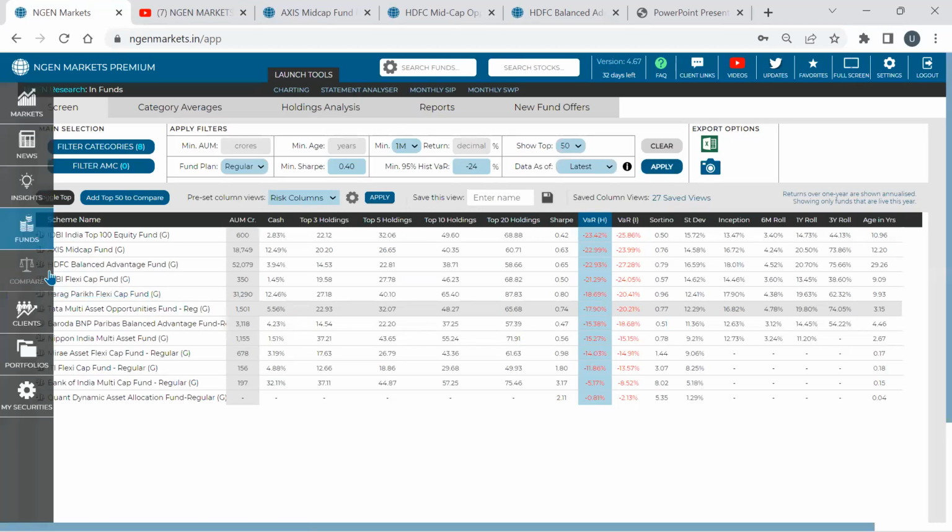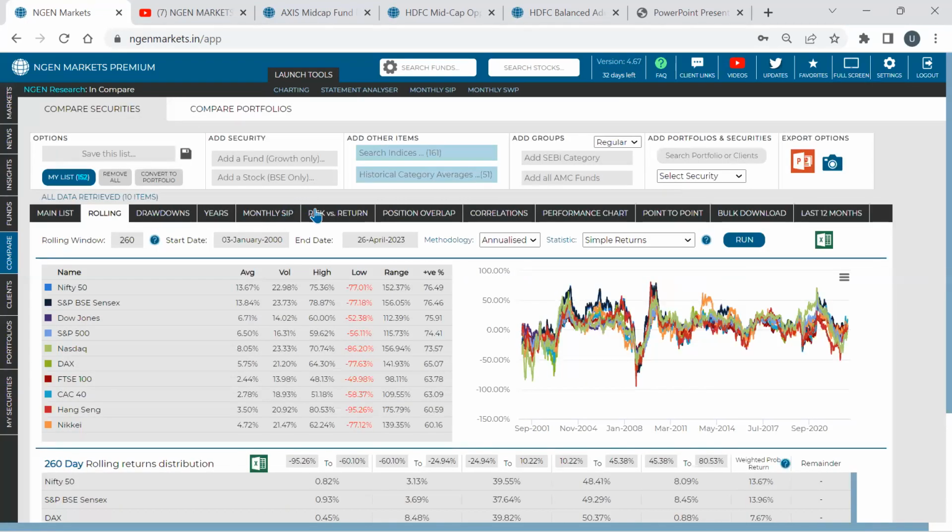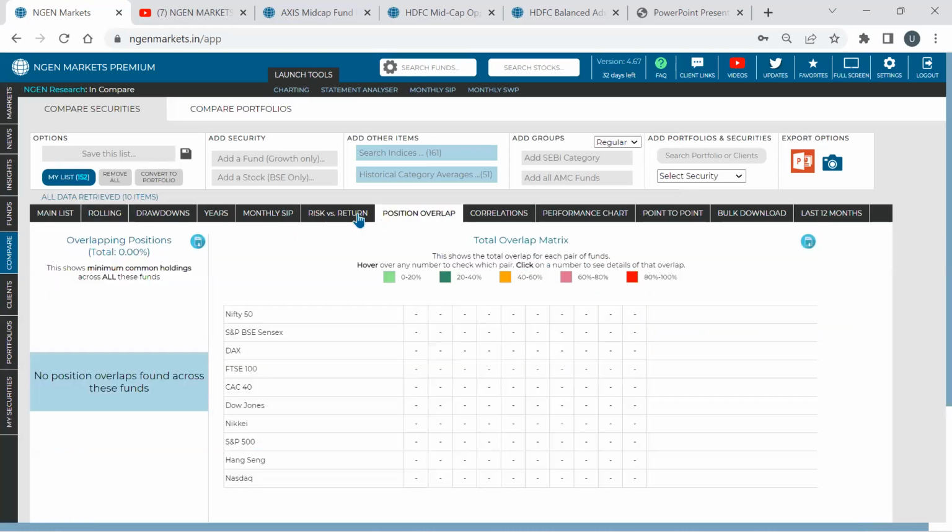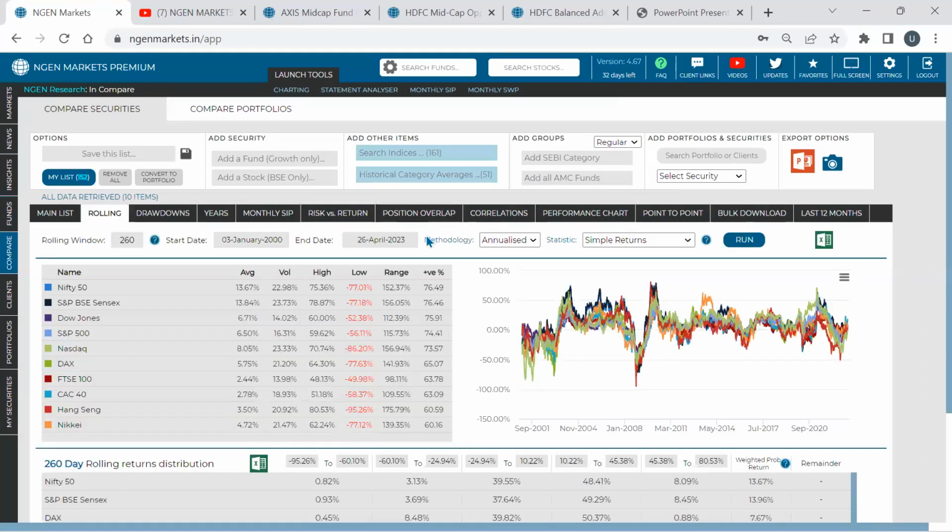And there are other parameters as well, like rolling analysis, risk versus return, and position overlap. Because at the end of the day, you would be converting those funds into portfolios itself. So you can then explore those data sets.